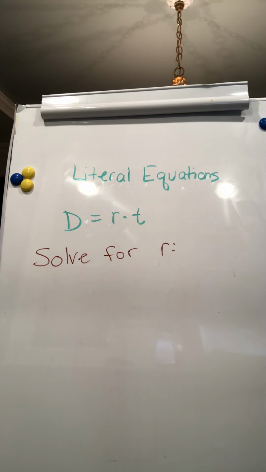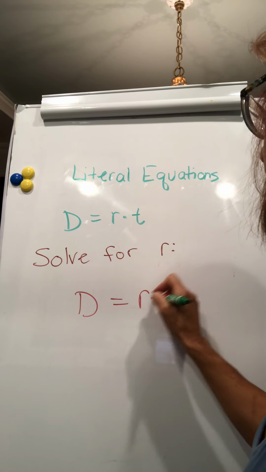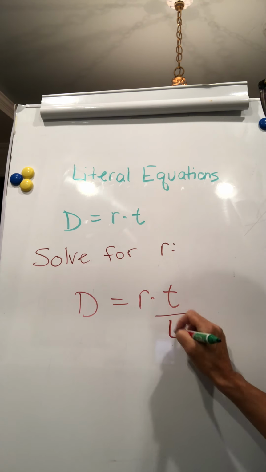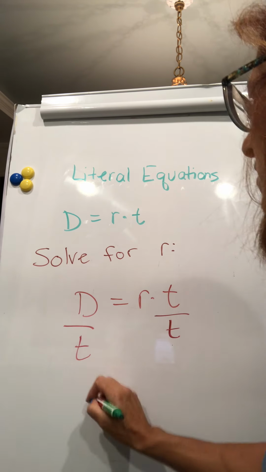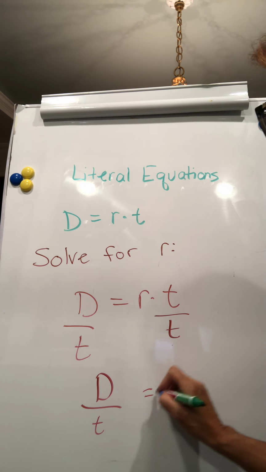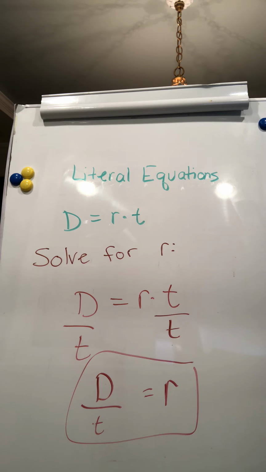So in this case, if I wanted to solve for r, that means I want to get r all by itself. So I can divide both sides here by t. So I get d over t equals r. All right, that's what it means to solve a literal equation.